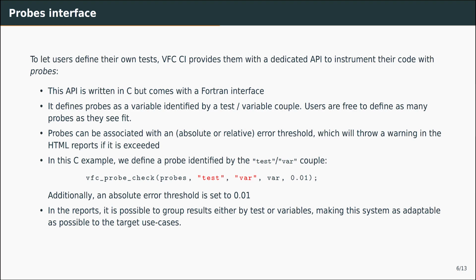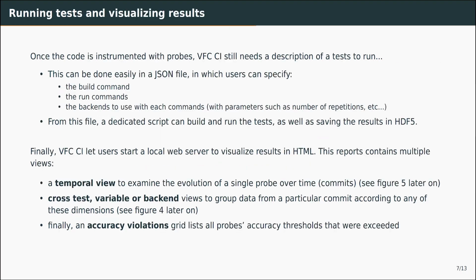And yeah, the reason why I mentioned that probes are identified by a test and variable name couple is because when you generate your HTML report to view your results, you have access to different views. The first one, which I would call the temporal view, just allows you to see the evolution of a single probe over time or commits. So if you have some numerical regression that you introduced, normally you should be able to see it directly.